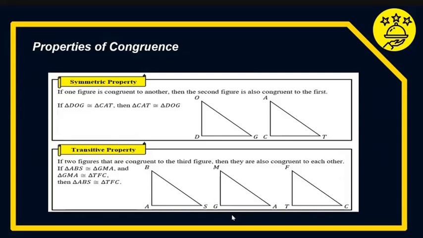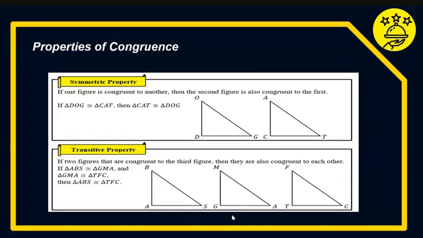So if triangle DOG is congruent to triangle CAT, then triangle CAT is congruent to triangle DOG. Another is the third property of congruence, the transitive property. If two figures are congruent to a third figure, then they are also congruent to each other.